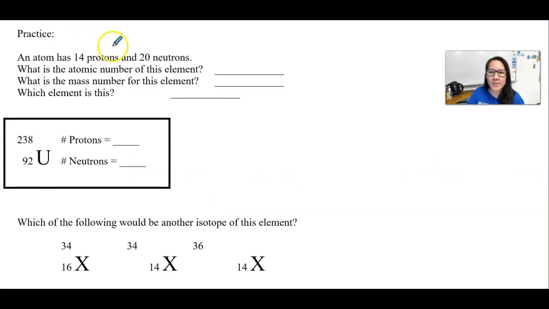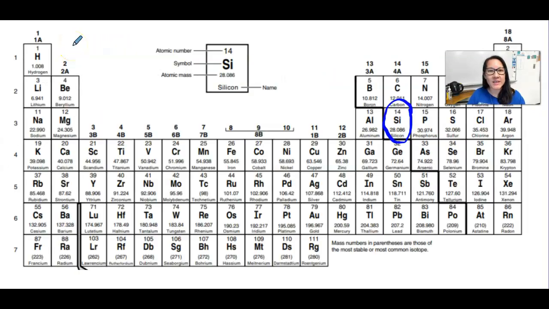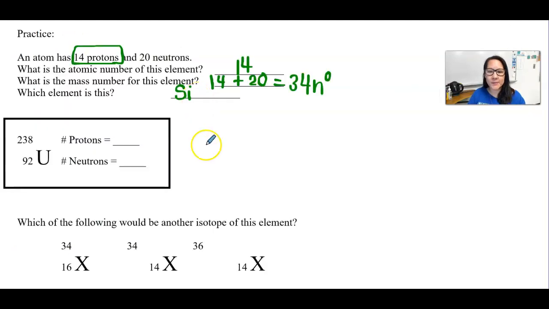So let's practice. An atom has 14 protons and 20 neutrons. What is the atomic number of this element? Well, the number of protons equals the atomic number, so that's going to be 14. What is the mass number for this element? Well, mass number is determined by adding protons plus neutrons. So 14 plus 20 is going to equal 34. So what element is this? Well, we have to look at the number of protons, and then we have to look on the periodic table to determine what element this is. Element number 14 is silicon, which has the symbol Si.